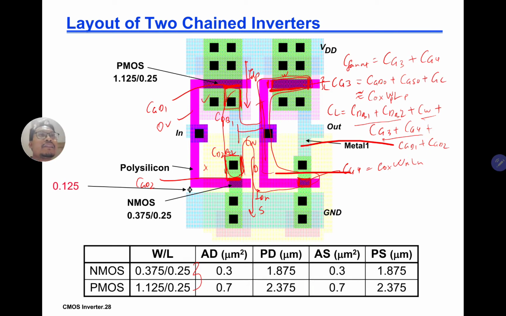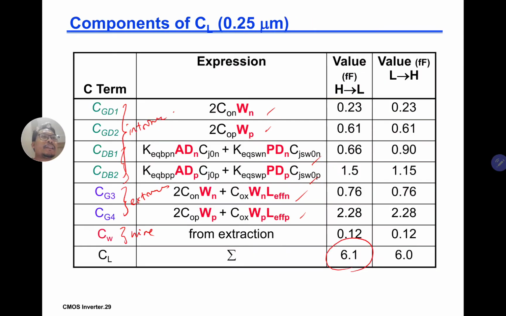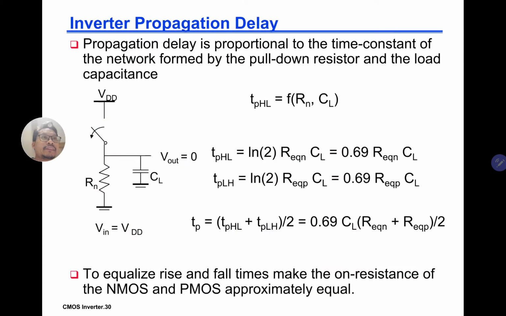Okay, so how fast can we charge it? It depends on the resistance of your PMOS and the capacitance on the load. So the smaller the load capacitance, and the smaller the resistance of your PMOS, then the faster we can charge the node, which means the faster is our circuit. Okay, so let's look at the propagation delay equation.